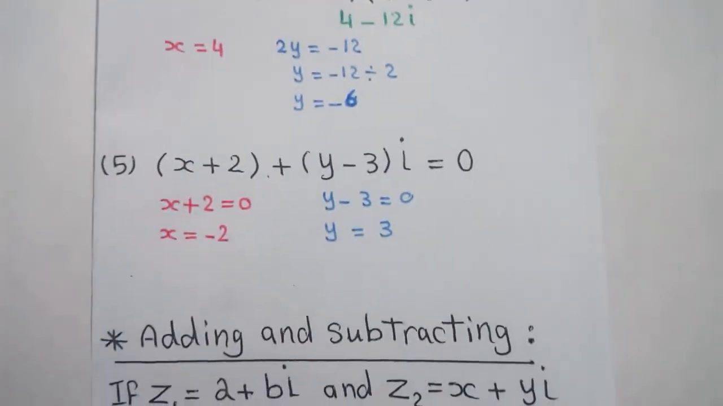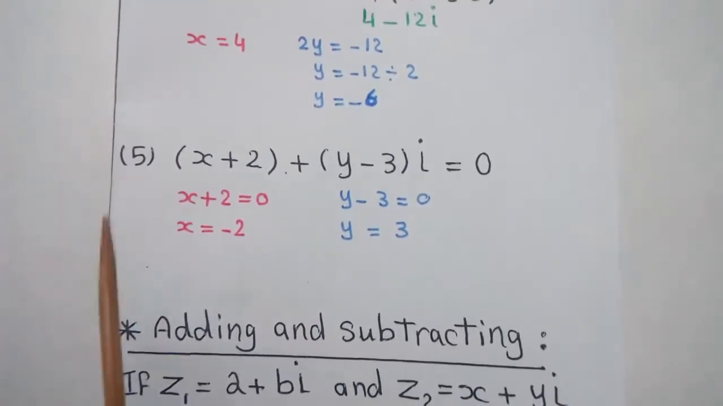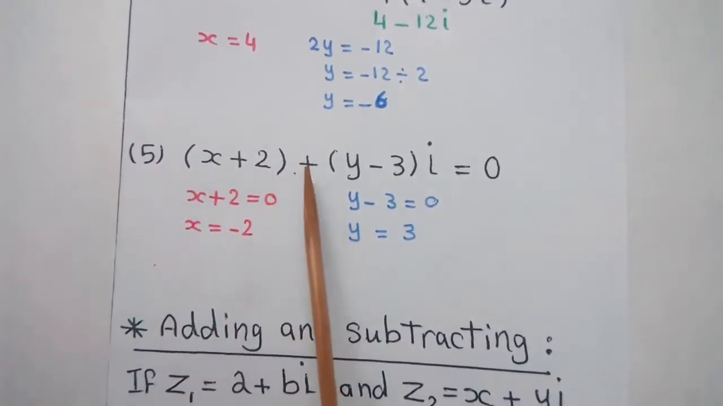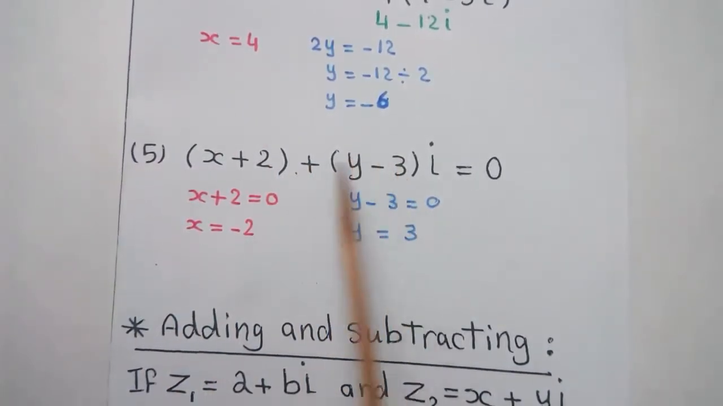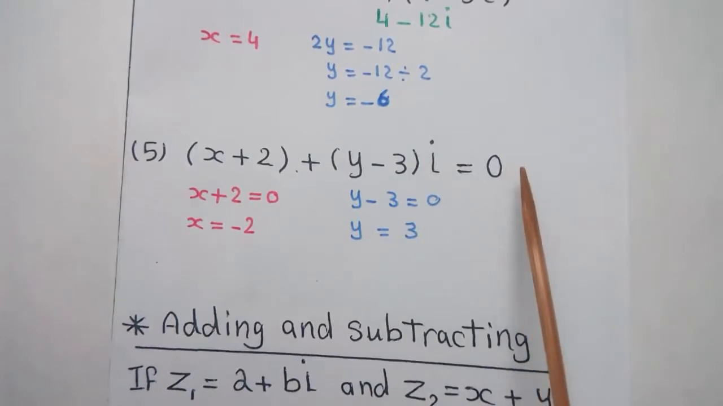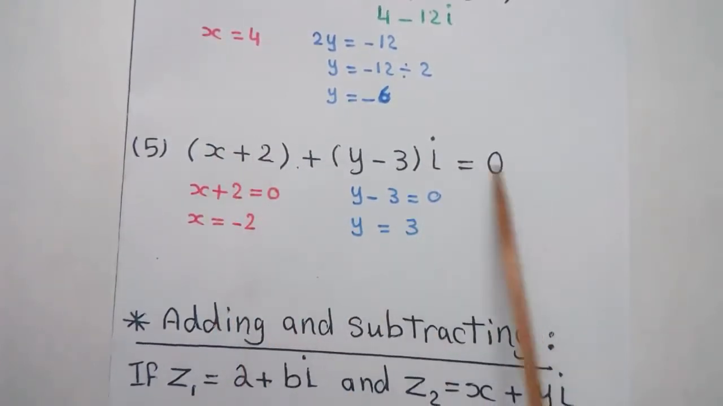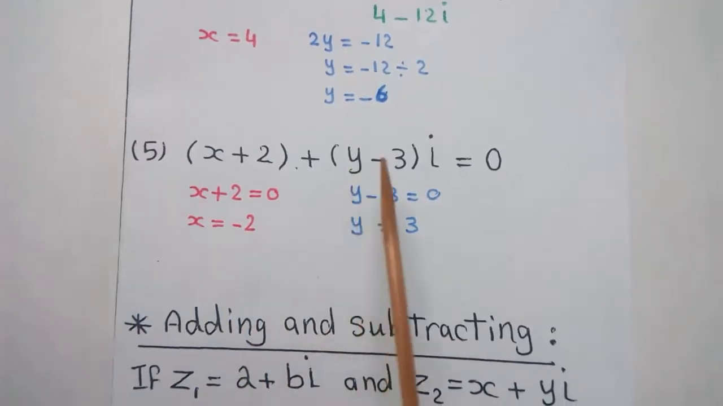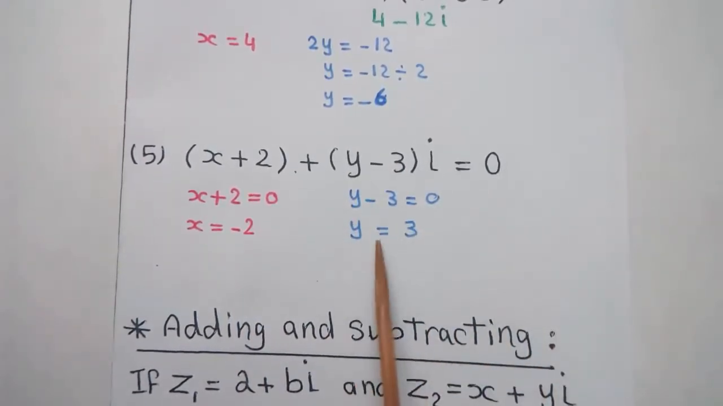Another example. (x plus 2) plus (y minus 3) i equal 0. x plus 2 equal 0, يبقى x equal negative 2. y minus 3 equal 0, يبقى y equal 3.